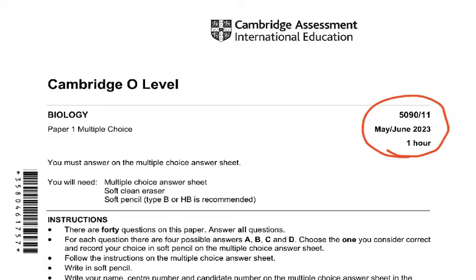This is of course the first paper that we are doing for the new syllabus, because the new syllabus started in June 2023. So this is the first paper that we're going to be talking about.